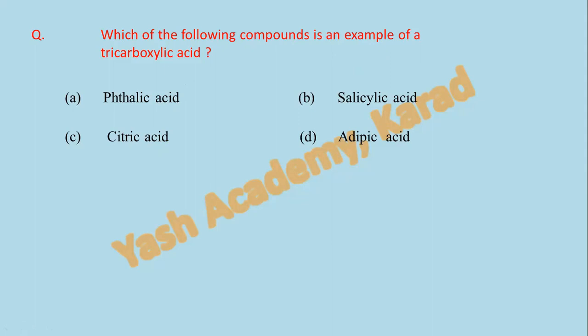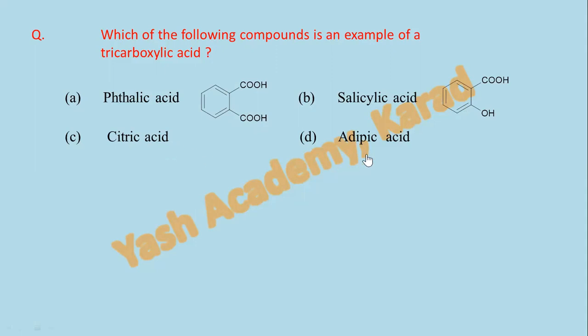Then phthalic acid: if you draw the structure of phthalic acid, you will find that there are two COOH groups, or carboxylic acid groups, attached to the benzene ring. So this is an example of a dicarboxylic acid. This is the structure of salicylic acid, which contains only one COOH group. So it is an example of a monocarboxylic acid.